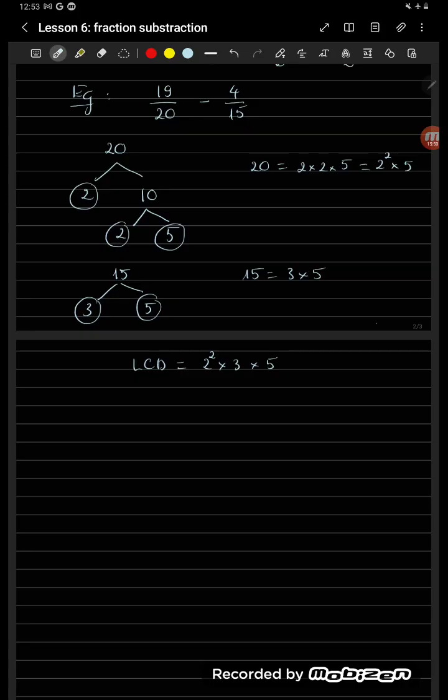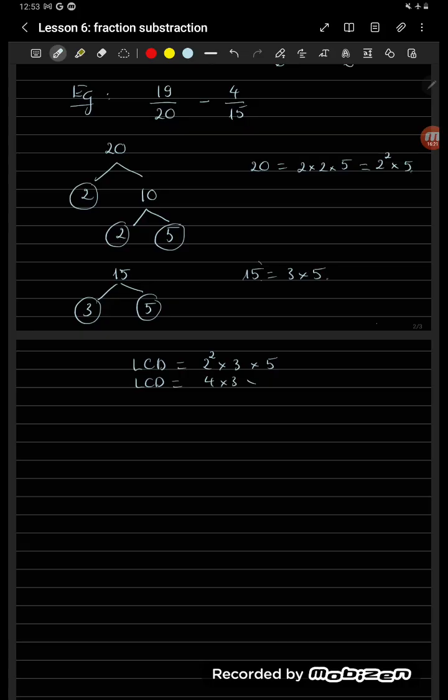Because why? Because when we break down number 20, we only have one number 5. When we break down number 15, we only have one number 5. Okay, so each of them only has one number 5. So it means the highest power is 1. Okay, because there is only one number 5 in each denominator, 20 and 15. Okay, so after we write it, now we just do some calculation.